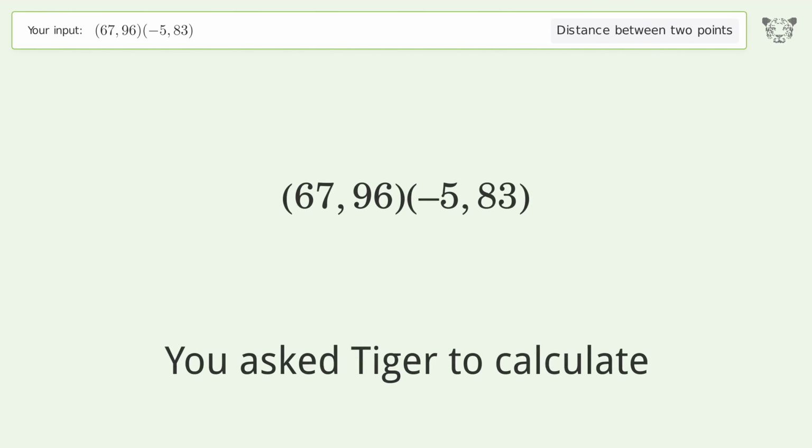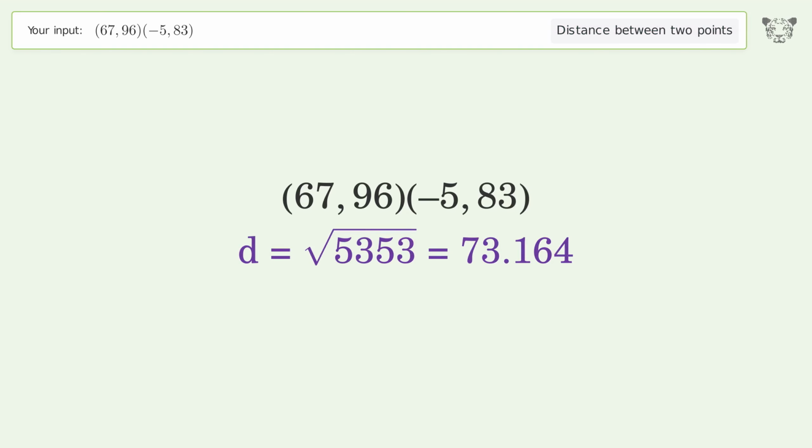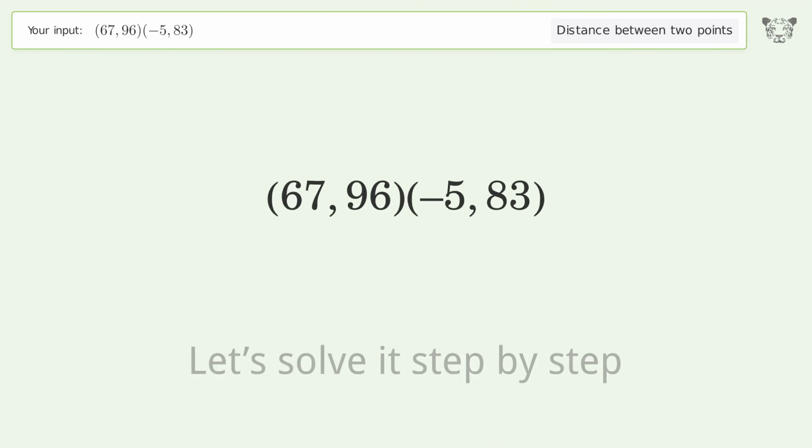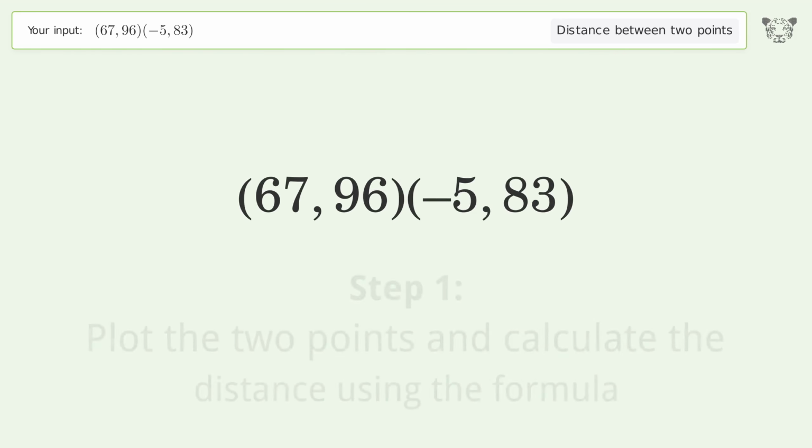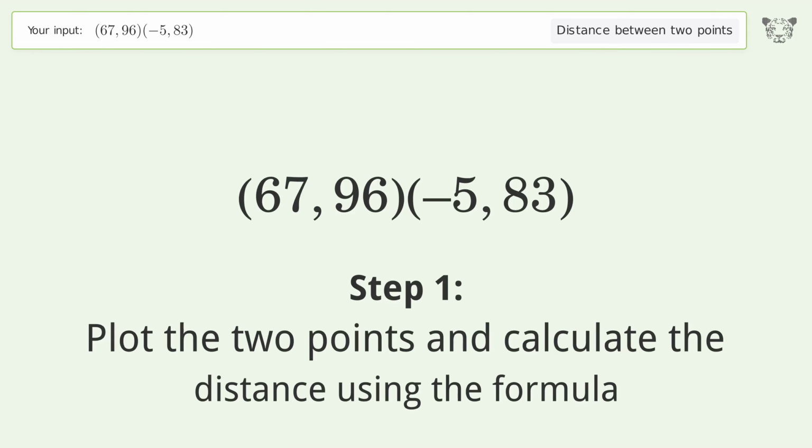You ask Tiger to calculate. This deals with the distance between 2 points. The distance between the 2 points is the square root of 5,353, or 73.164. Let's solve it step by step. Plot the 2 points and calculate the distance using the formula.